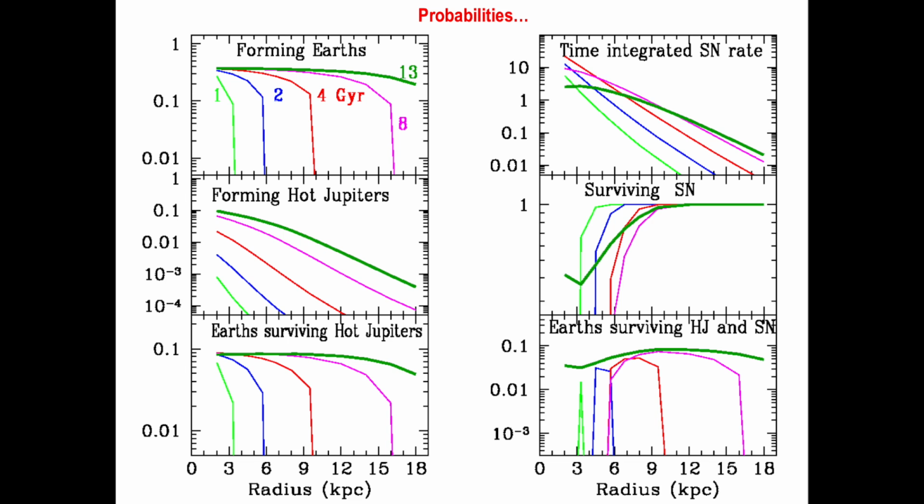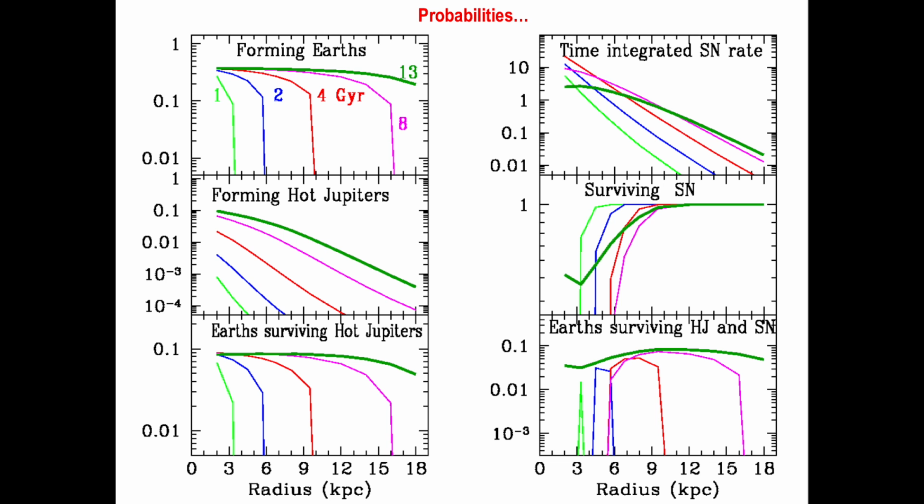This is a logarithmic scale. Okay, but in the outer galaxy it is unity. There are not enough supernovae. And so the final result is the probability of having Earth surviving hot Jupiters and supernova explosions. It's a little bit less in the inner galaxy than in the outer galaxy, but it's not a big deal again. Remember, there are many more stars in the inner galaxy.